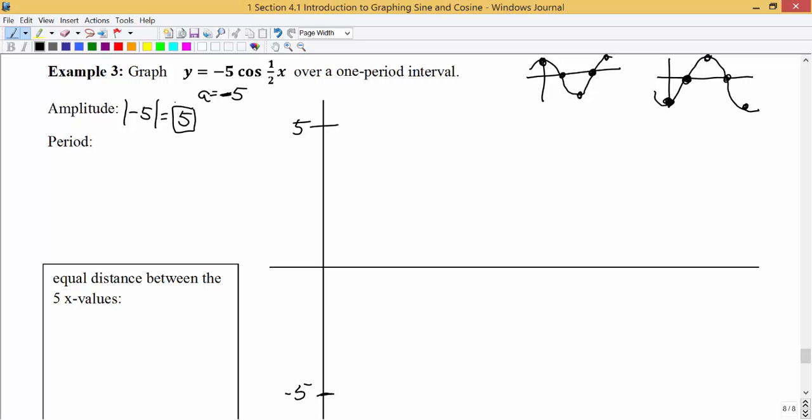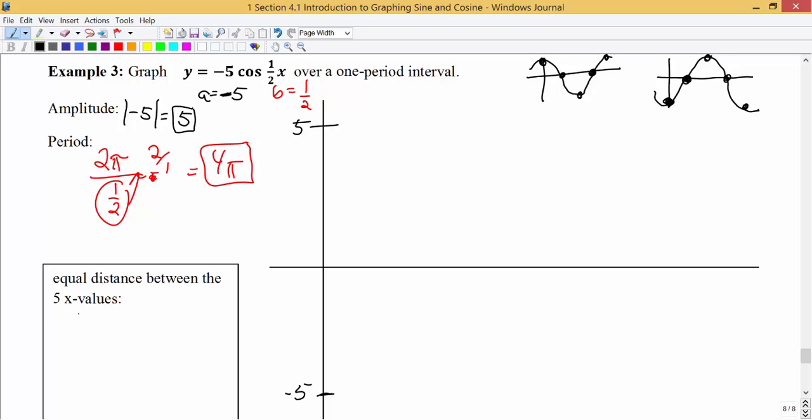The period, so we have our B is 1/2. Since B is 1/2, we're going to complete half a full cycle between 0 and 2 pi. So how much do we need to complete one entire full cycle? So 2 pi divided by B, which is 1/2. We're going to end up flipping and multiplying by 2 over 1. So we end up with 4 pi. So the length required to complete one full cycle will be 4 pi units.